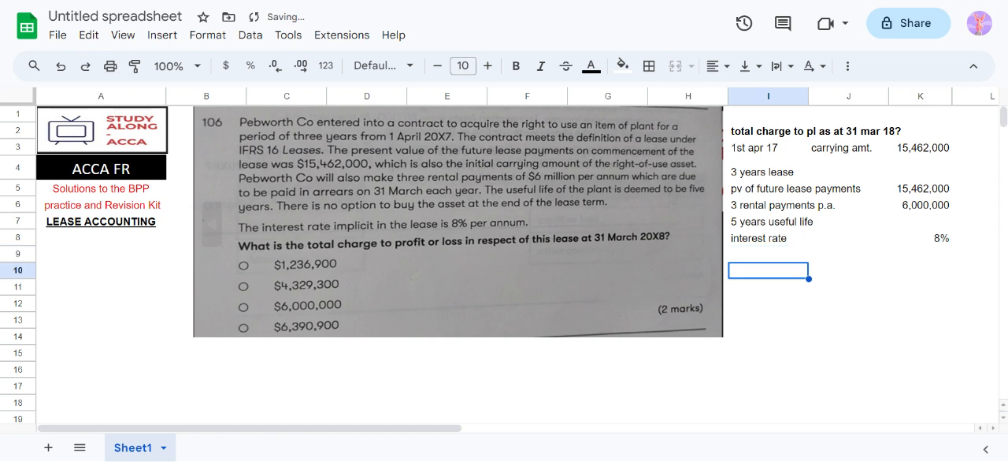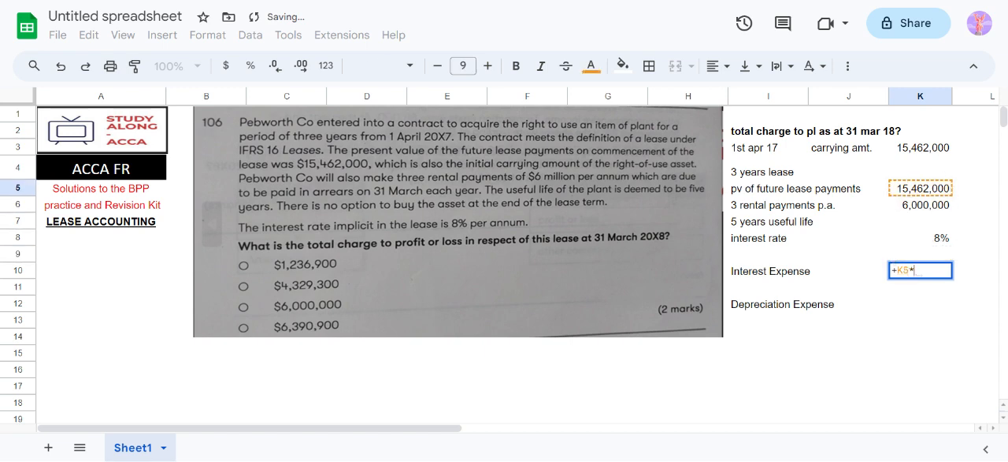So how much do we charge to profit and loss? In profit and loss we charge interest expense and we charge depreciation expense also. How do we calculate the interest expense? We will take the present value multiplied by the interest rate. So first year interest expense will be this much, and then depreciation expense.